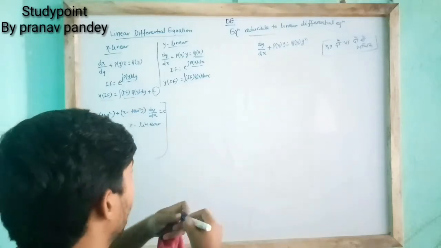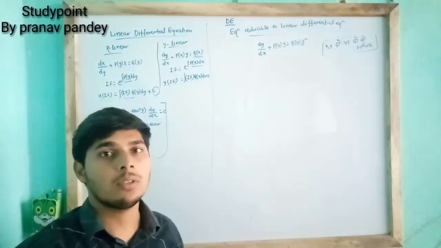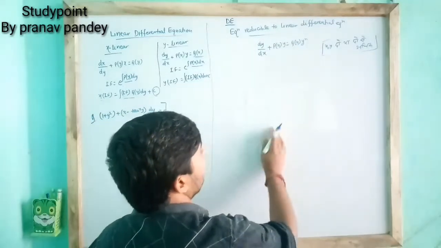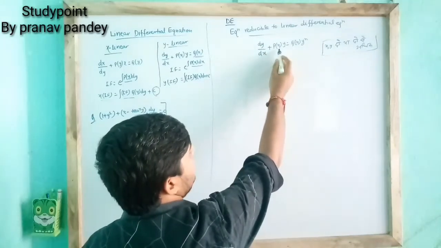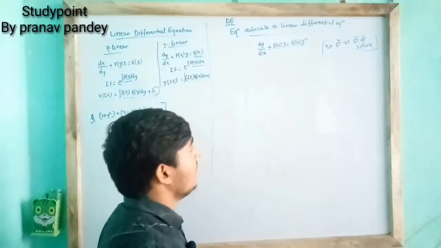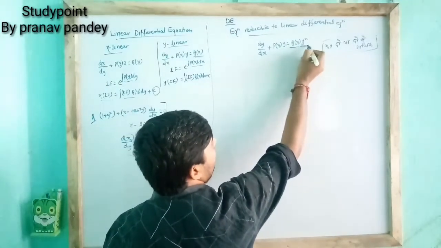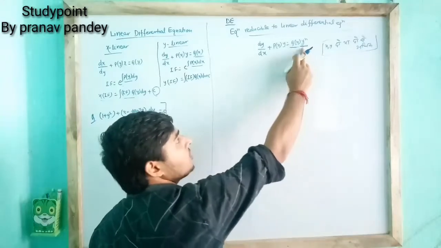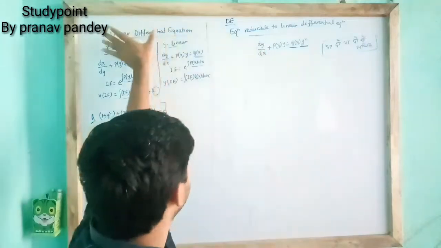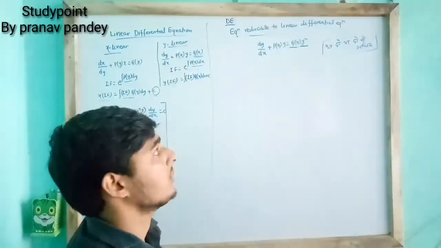Then today we are going to focus on equations reducible to linear differential equations. So the reducible form is dy by dx plus p of x y is equal to q of x y to the power n. Here we can see that this is a function of x and here a function of y is multiplied by this term. So this is not a linear differential equation, but we will reduce this equation to a linear differential equation.